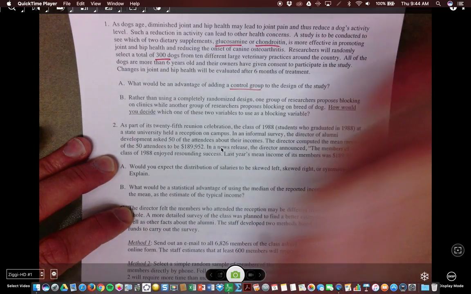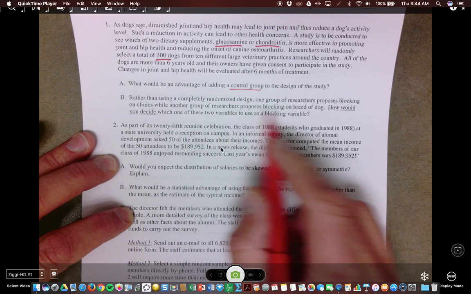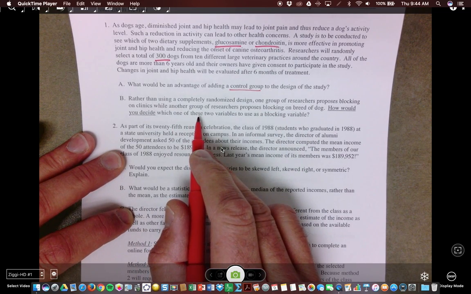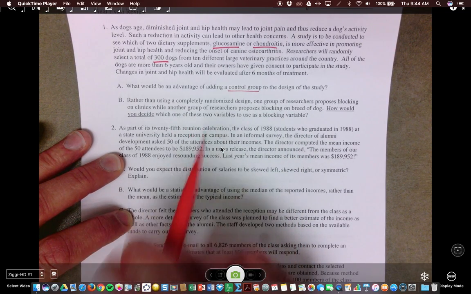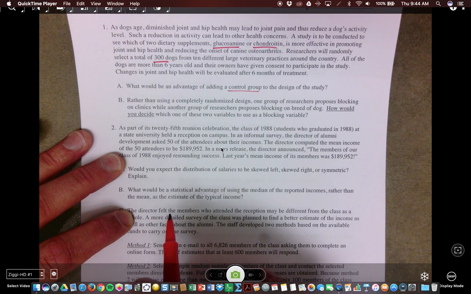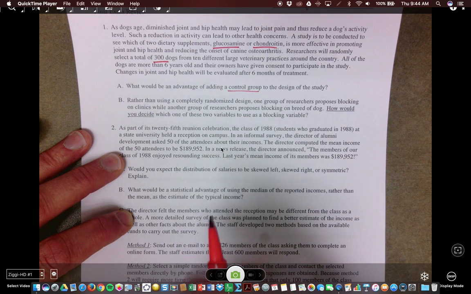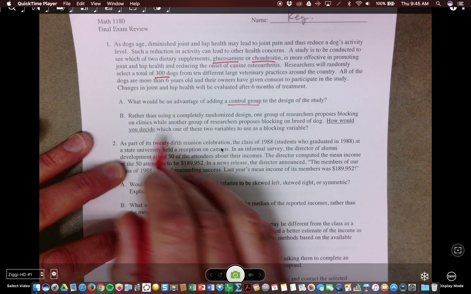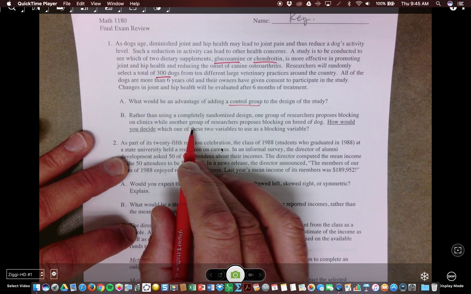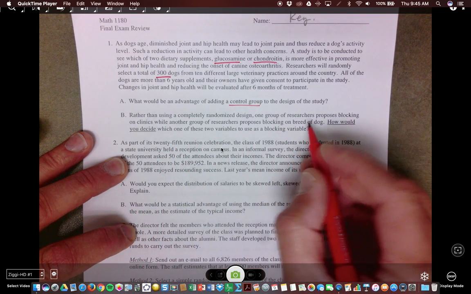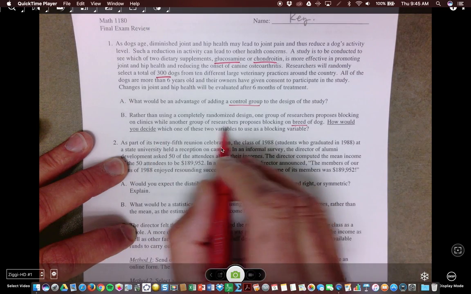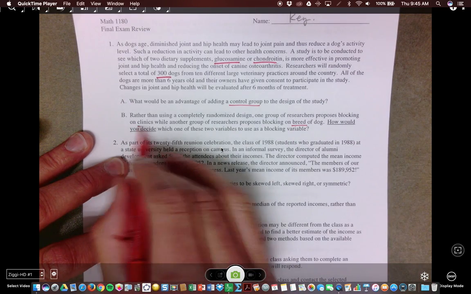Okay, and then for the second part, this has to do with blocking. The way that we talked about blocking in class had to do with a diet pill study, and we said that it might be beneficial to block that study by gender because we thought that males and females would probably react to a diet pill differently. So here we're going to decide, are we going to block this by the breed of the dog, or would it be better to block by the different clinics?